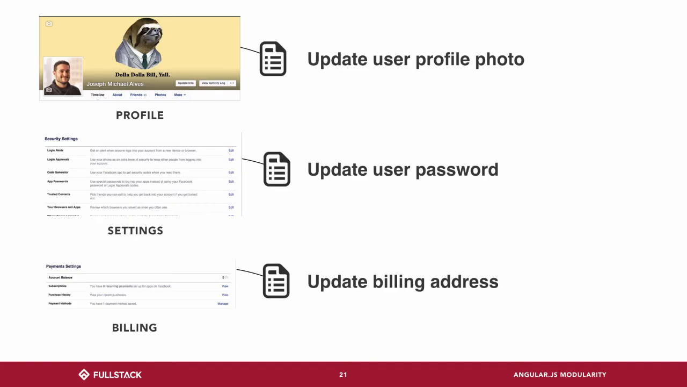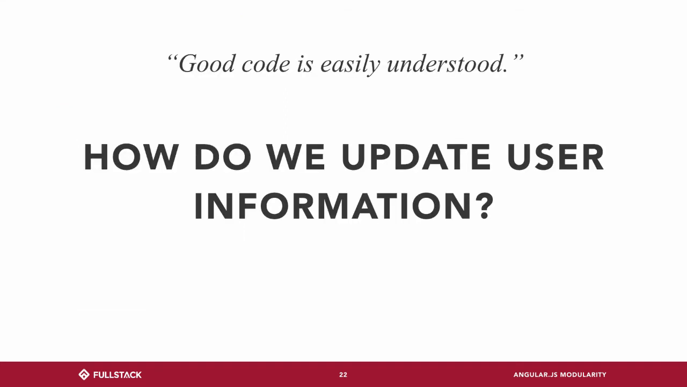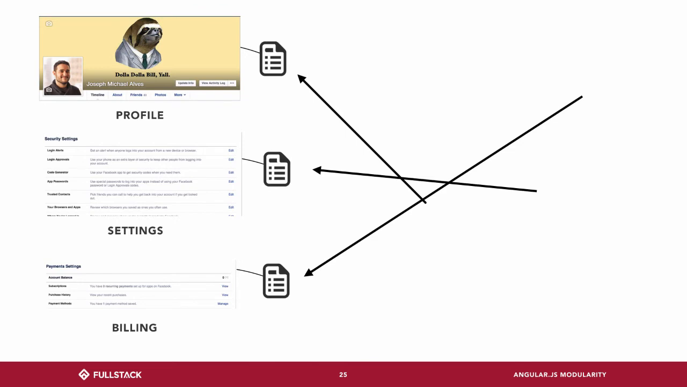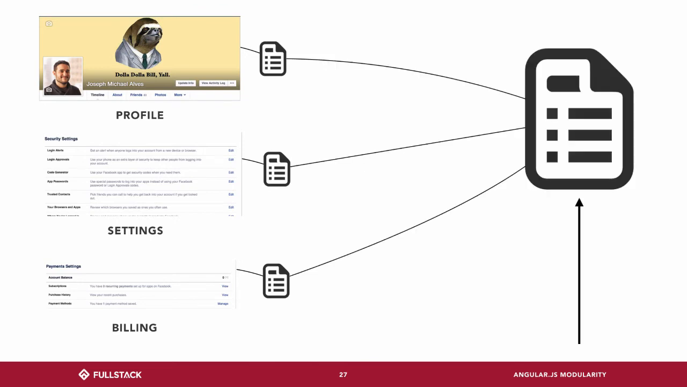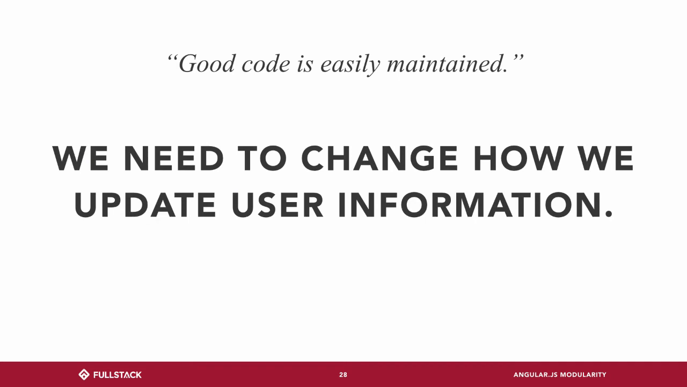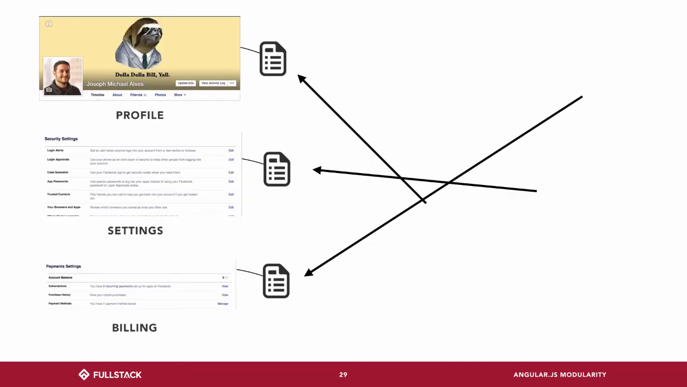In all of these cases, we're updating user information. If we have some kind of factory or user object that gives us the ability to do that, then all of these things can rely on the same object. The nice thing is that we can maintain it. If the logic for updating a user changes, maybe the endpoint changes, or maybe some additional tokens have to be sent, there's only one spot that we have to worry about updating. That's really going to make our code a lot more maintainable.